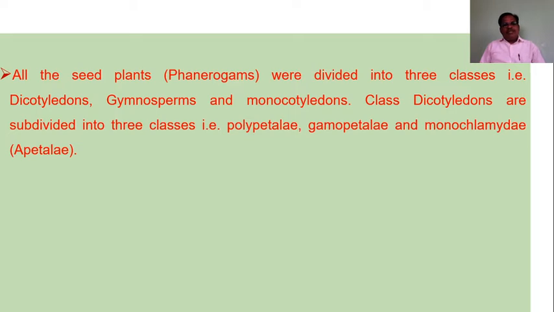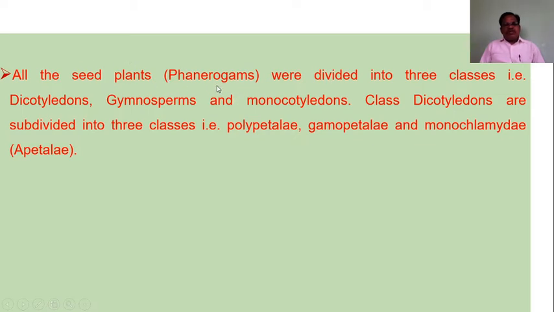All the seed plants, just like I told you, are nothing but the phanerogams, which means the flowering plants, or the plants which have the presence of the flower. As they have the flower, they have the capacity to produce the seed. So phanerogams are also known as the seed bearing plants. The seeds are present in the plants, and hence phanerogams are known as the spermatophyta.